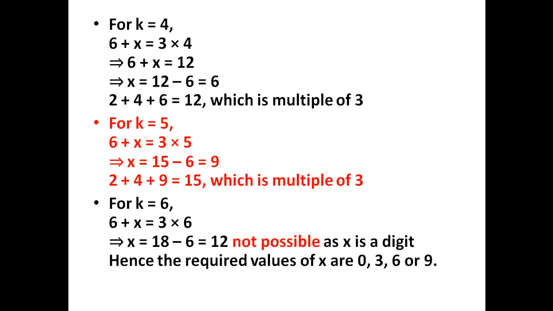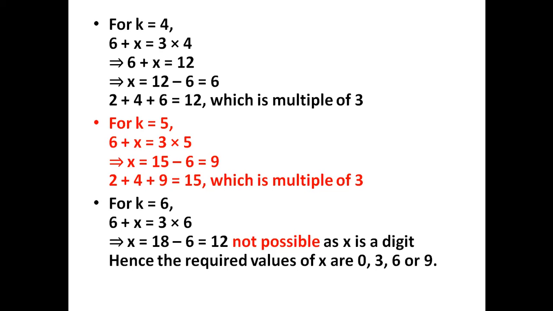Then for k equal to 6, you will get x as 12. 12 is a 2-digit number, but x is a digit, so it is not possible. Hence the required values of x are 0, 3, 6 or 9. Initially k equal to 1 was not possible, and at last k equal to 6 was also not possible. The x values for k equal to 2, 3, 4, 5 are correct. So take only the x value, don't take the k value.